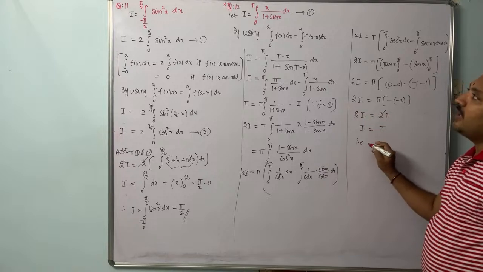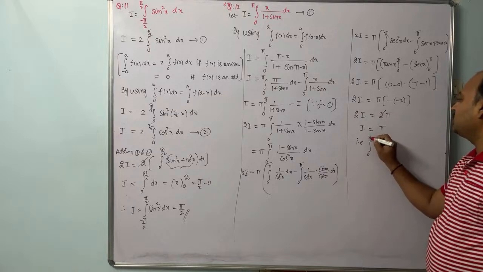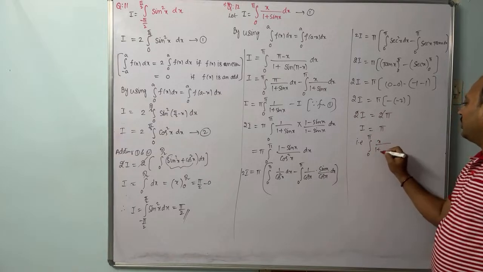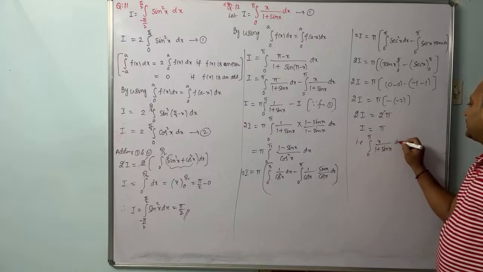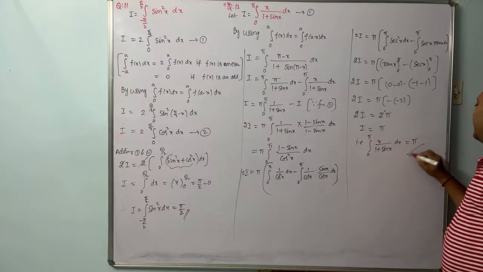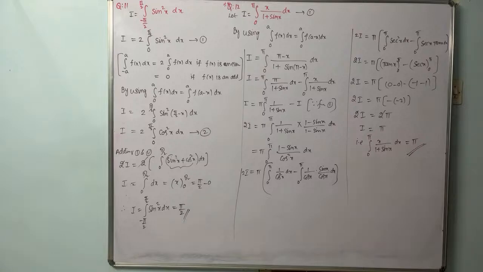That is, what is I? We assume that integral 0 to pi x by 1 plus sin x dx is equal to pi. I hope you will understand, students. We'll move on to another question.